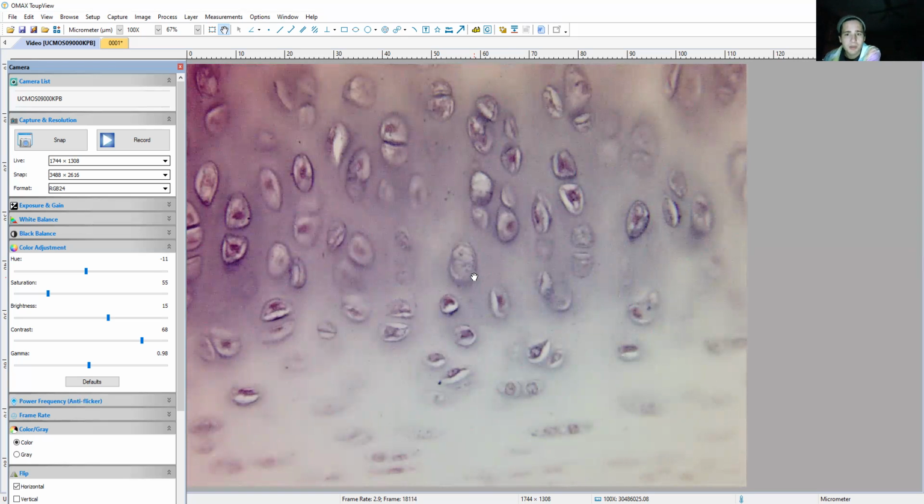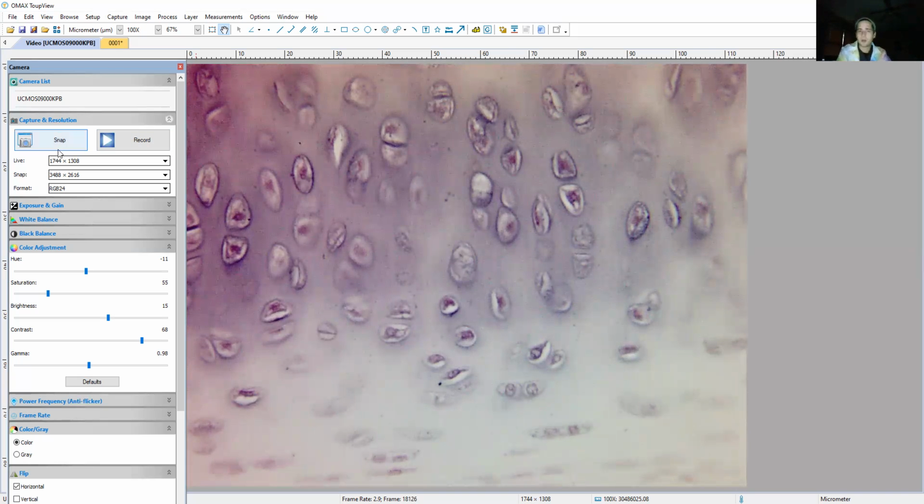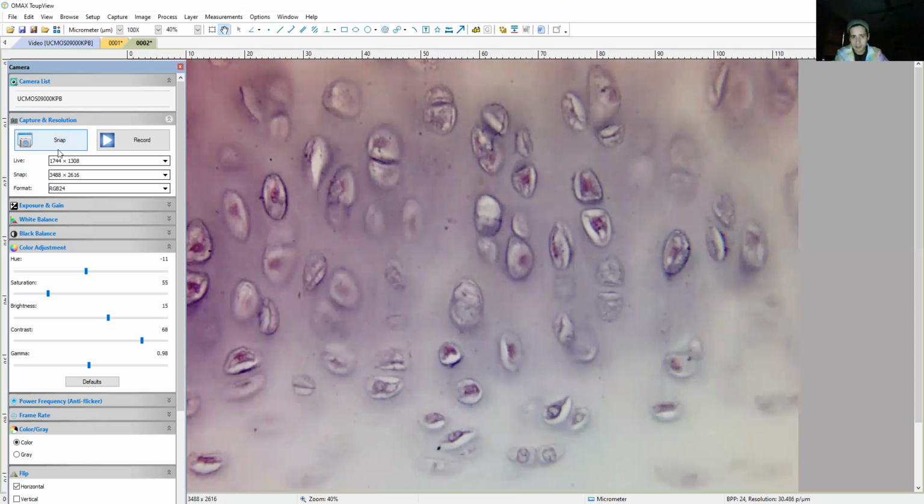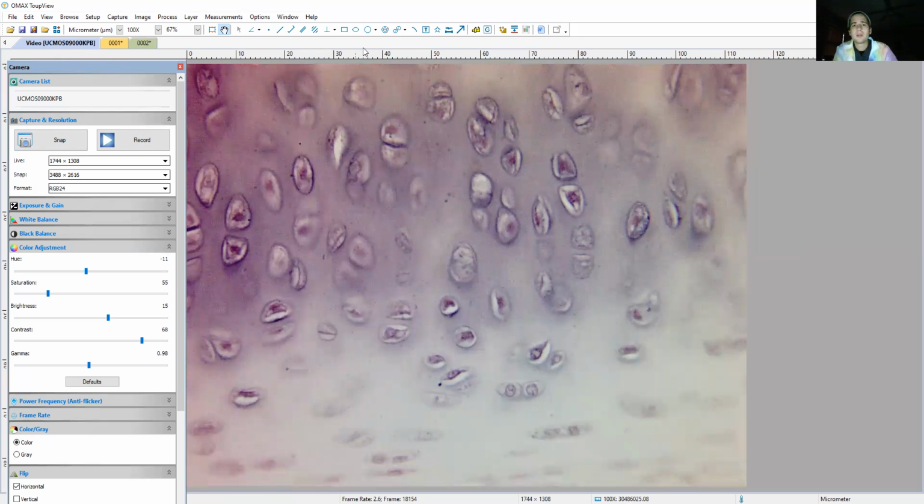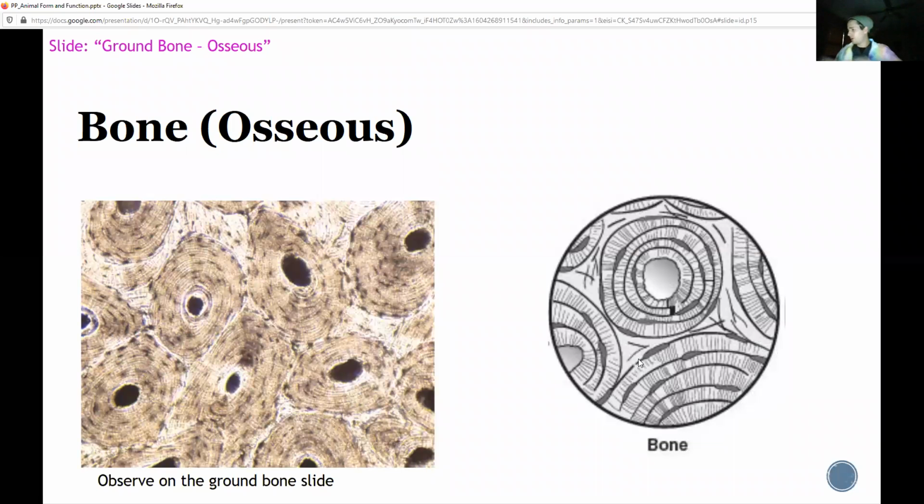So if we give you an image like this one that I'm taking right now, you need to be able to identify that this is cartilage. It is connective tissue. All right. So back to our PowerPoint. Next one we're going to be looking at today is bone. So lastly, we have some bone.